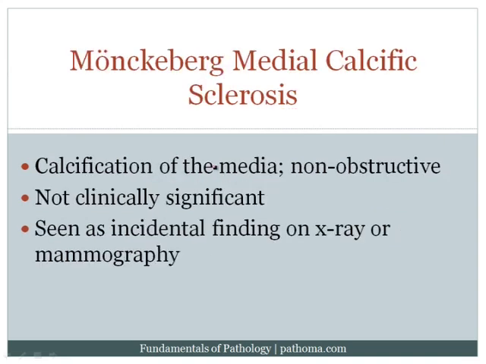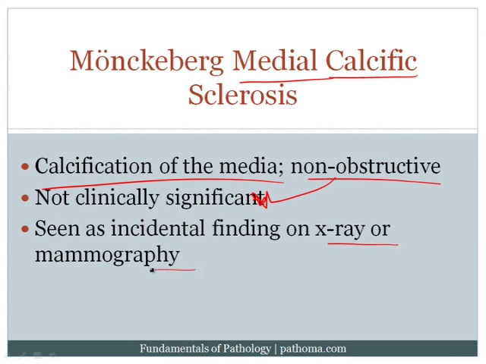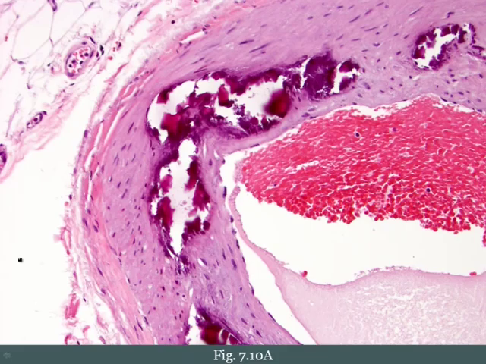Now the third way by which you can have arteriosclerosis would be a disorder called Monckeberg's medial calcific sclerosis. And the idea here is that you get calcification of the media. That's why it's called medial, and that's why it's called calcific: calcification of the media. Now, this is non-obstructive, and therefore it's not clinically significant, and it's seen as an incidental finding on X-ray or mammography.